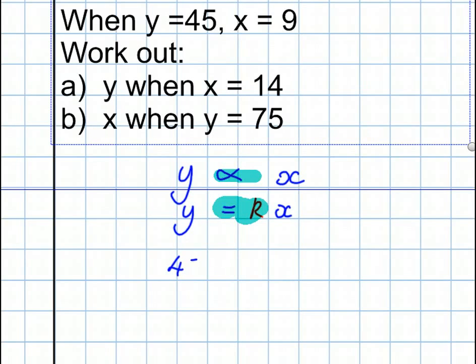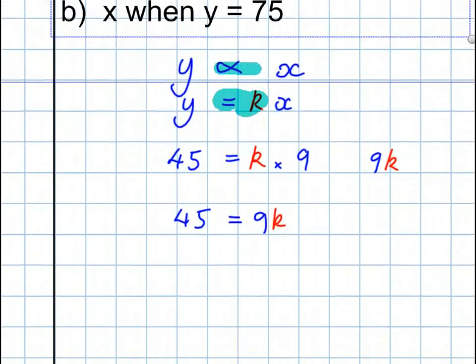So we replace y with 45, equals k. Remember, kx means k times x. And x was 9. Now, k times 9 we write, as I'm sure you know if you're doing a higher paper, 9k. We put the number in front. So our equation looks like this: 45 equals 9k.